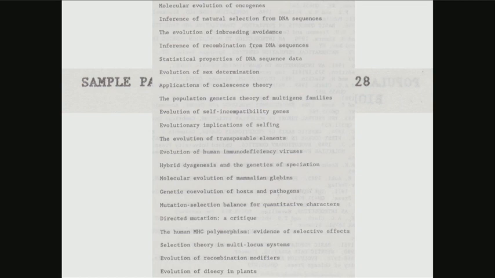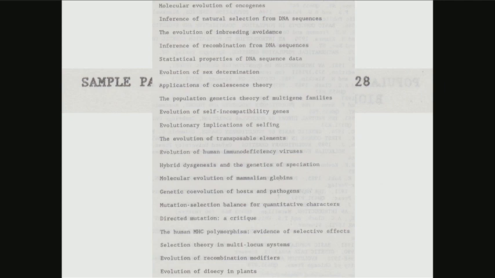Inference of recombination from DNA sequences. There's a lot of that. Evolution of recombination modifiers. What else have we got? We've got implications of selfing, evolution of transposable elements, genetics of speciation, host pathogen coevolution. I just think that this illustrates Andy's ability to see really important problems, and of course these problems are still in many cases relevant 25 years later.